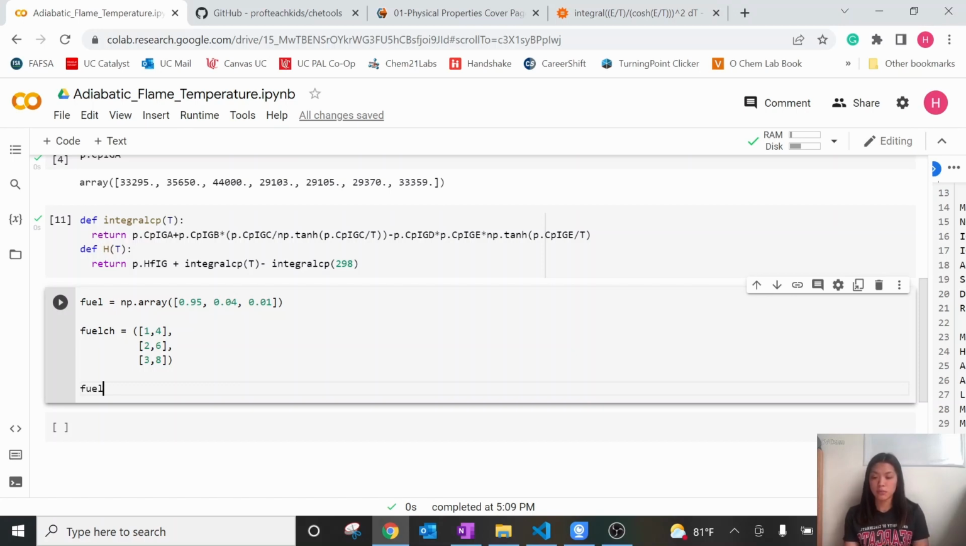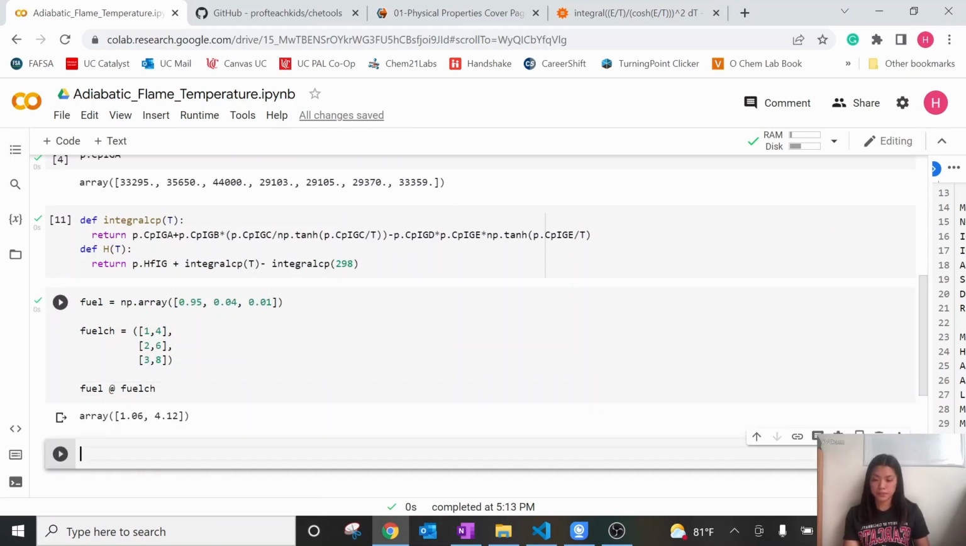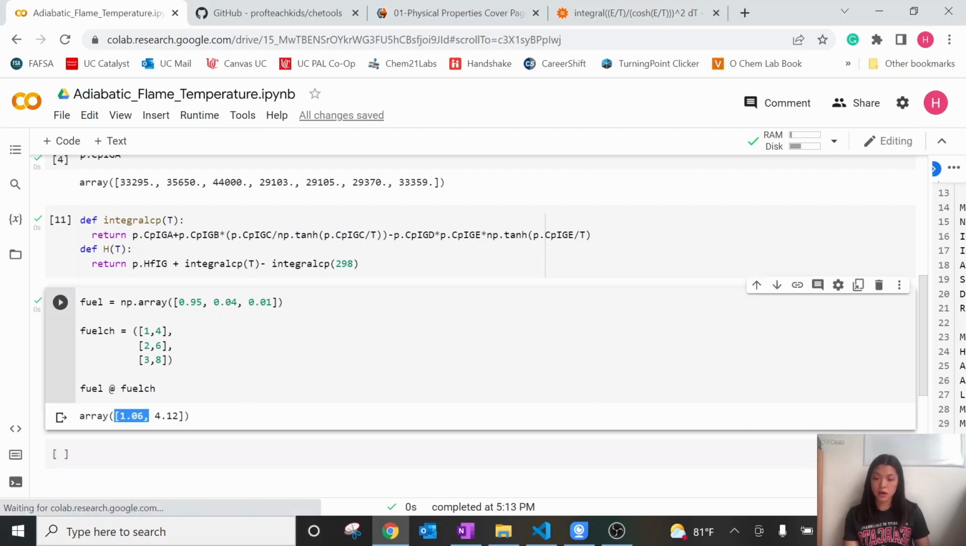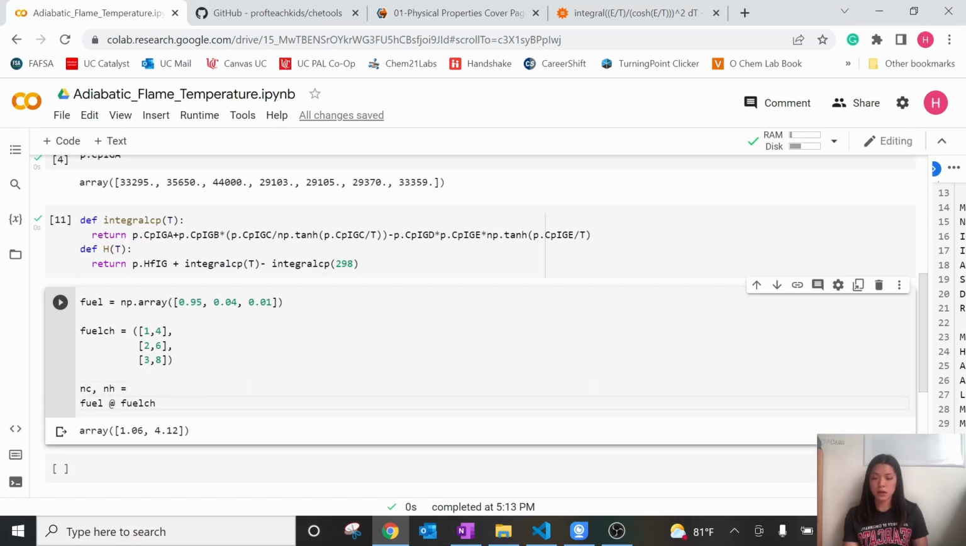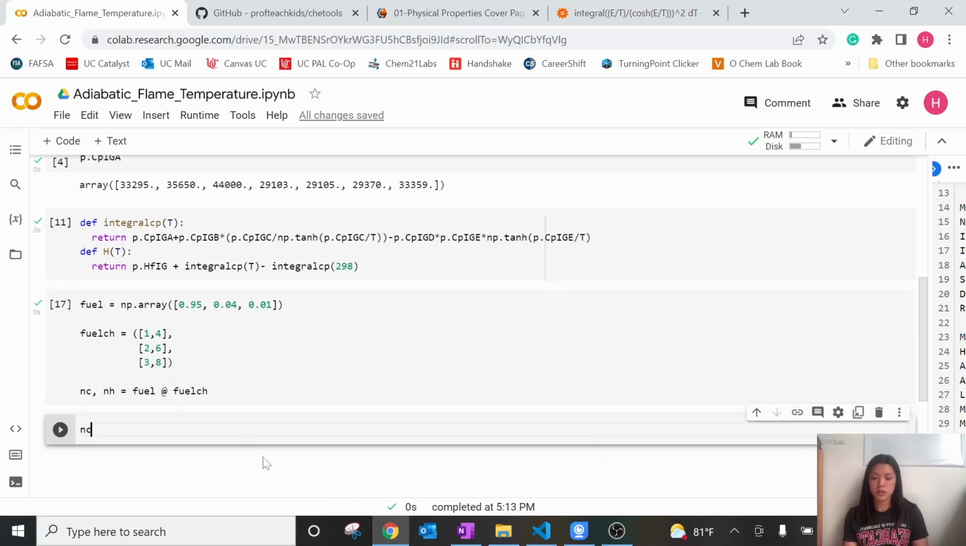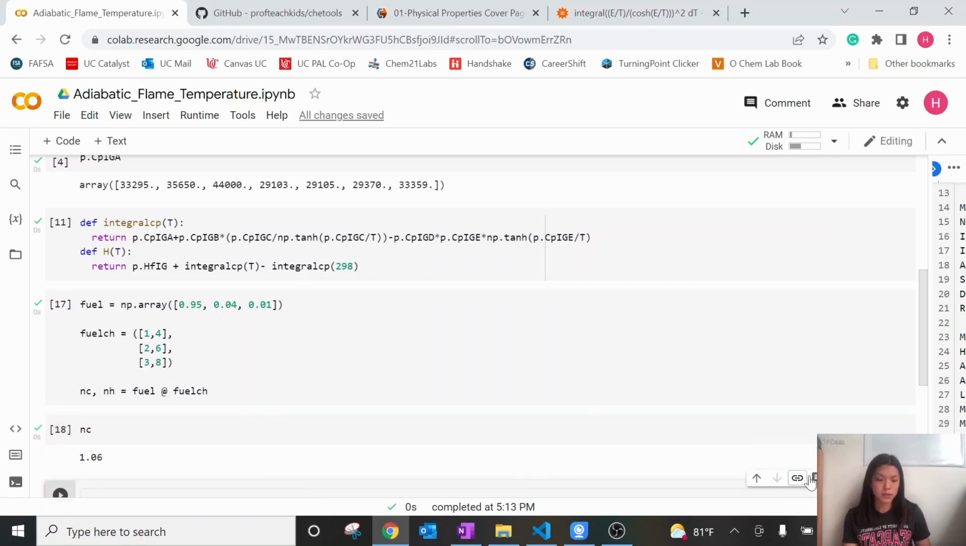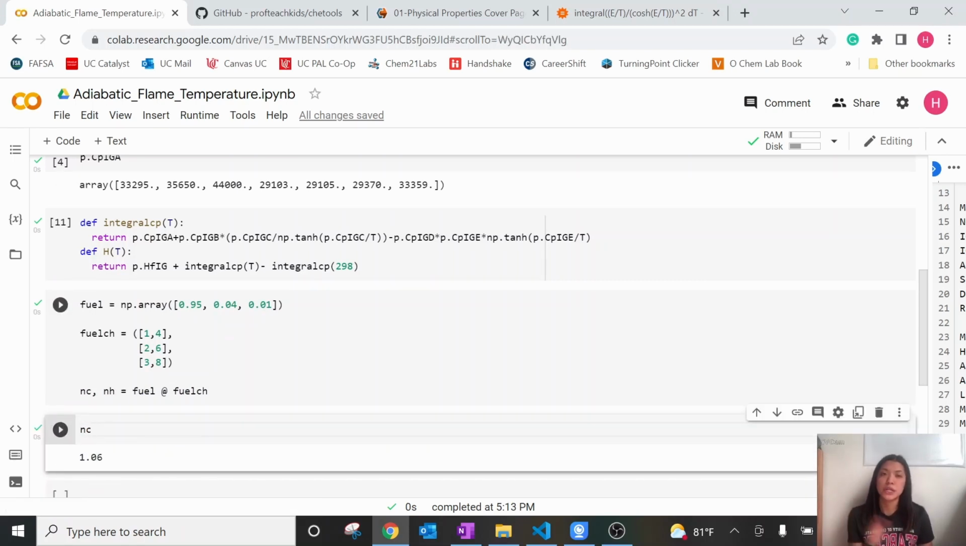And so to multiply arrays, we're going to do fuel, the @ symbol multiplies arrays, and we're going to shift enter. That gives us the array, and the first number is the number of carbons and the second number is the number of hydrogens. So if we break down the array, we have number of carbons, number of hydrogens equals that. We're going to shift enter. That means we can use this to find the number of carbons.